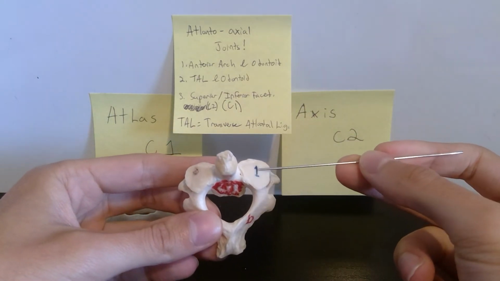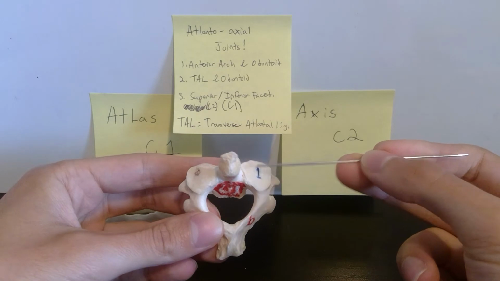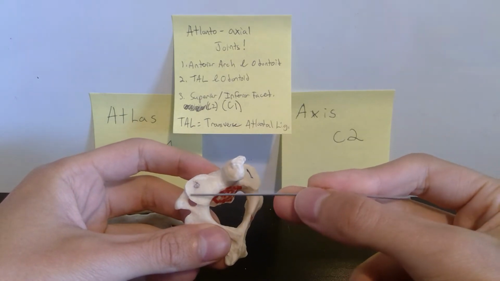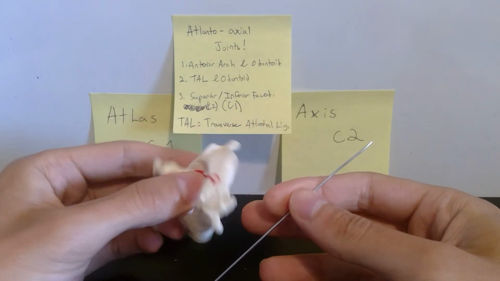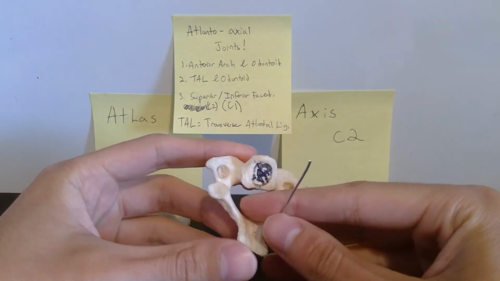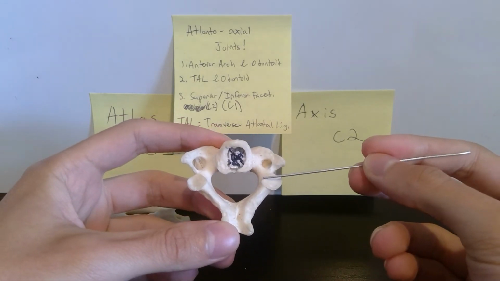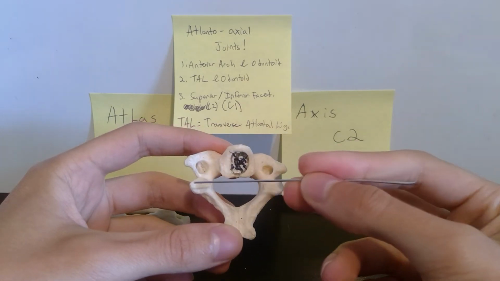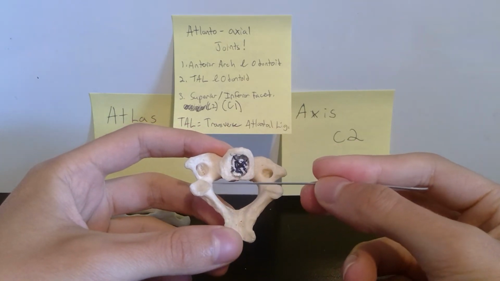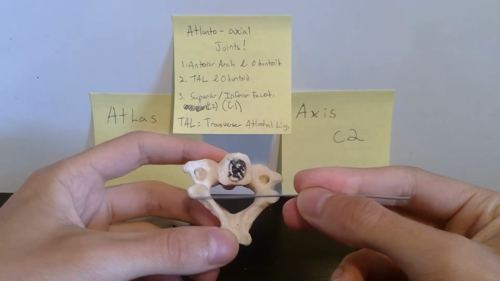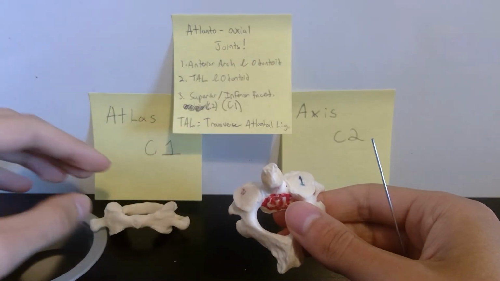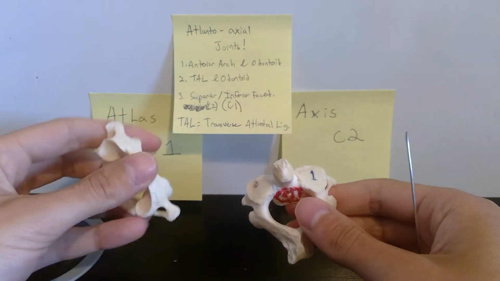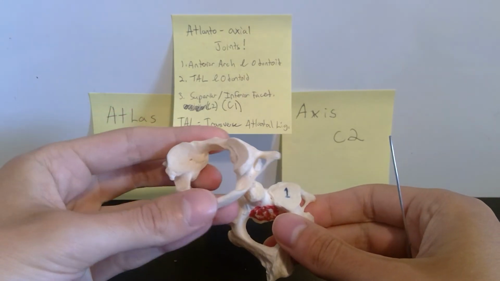On the superior surface, we have the superior articular facets, which I said before are going to articulate with atlas. And also on the inferior side, we still have inferior articular facets, which are going to articulate with the C3 vertebra. Okay, so that's it for bony landmarks, but now just as a hopefully beneficial exercise, I'm going to put these two together.